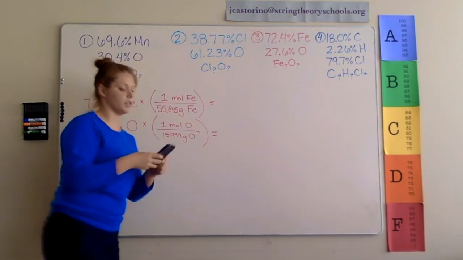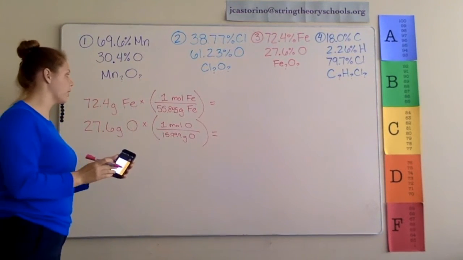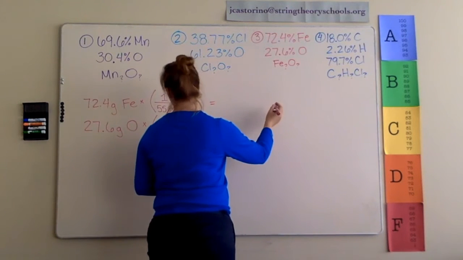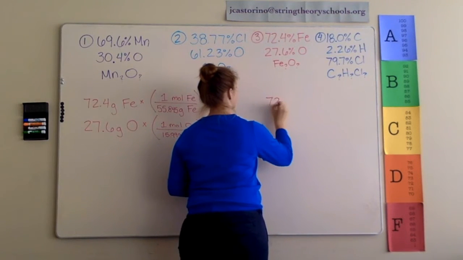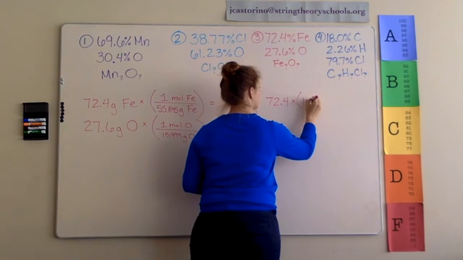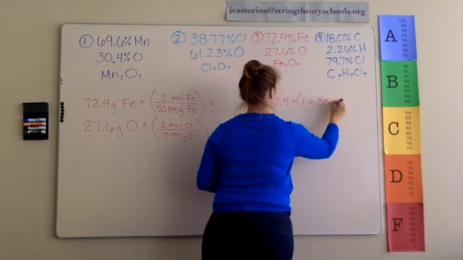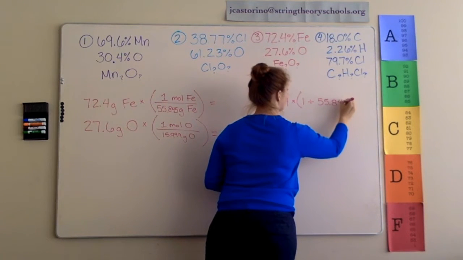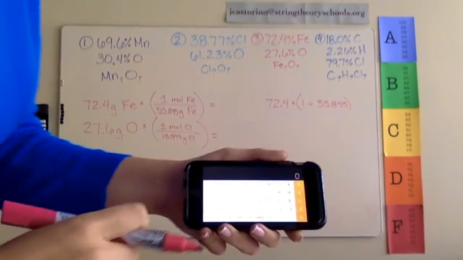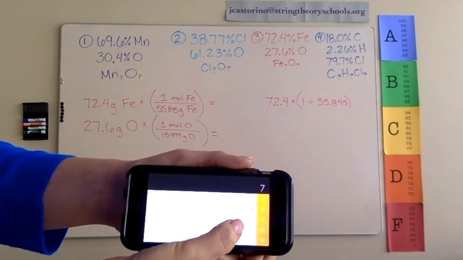If you're using a scientific calculator, that's easier. Otherwise, if you're going to use your phone calculator, I'll show you how to do that. But in your scientific, what you want to plug in is 72.4 times parentheses 1 divided by 55.845. So if you turn your iPhone calculator on the side, you're going to plug it in like this.